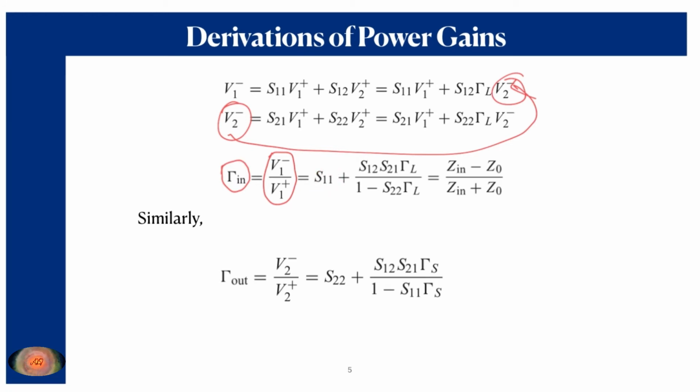In a similar manner, gamma out can also be obtained as I have obtained this gamma in, and the expression looks similar to that of gamma in, where S11 exists in case of gamma in, here S22 exists. And while there exists gamma L, which is caused by the mismatch in load impedance, there exists gamma S, which is caused by the mismatch in the source impedance.